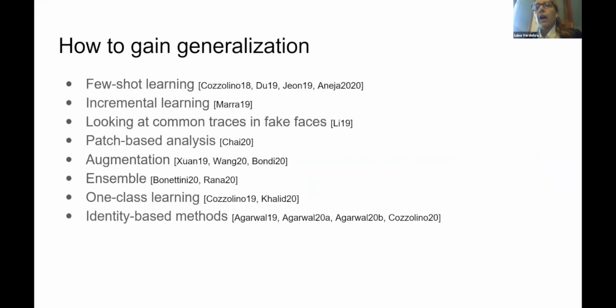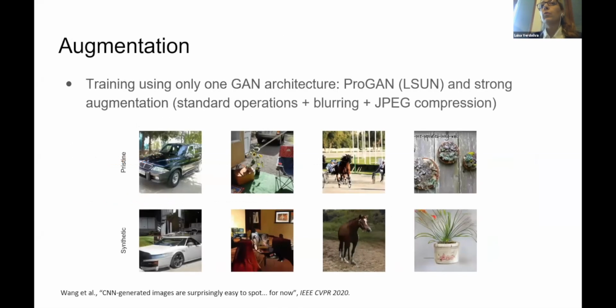And for generalization, there are several ways in which one can try to improve upon it. Some of the most effective are augmentation or one-class learning. So in augmentation, let's talk a bit about this. Using augmentation, you consider not only some standard operations that are included in the training process of a deep neural network, but also, for example, JPEG compression. So considering an image that is also compressed at different levels in order to increase the level of generalization and, at the same time, the robustness of the method.